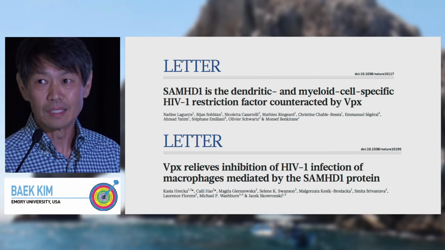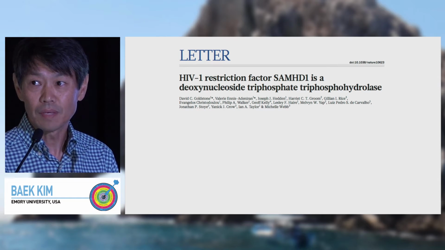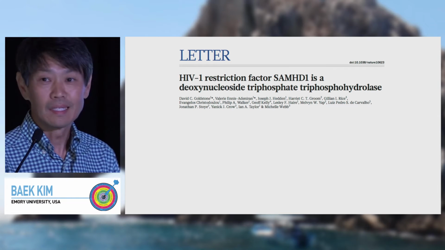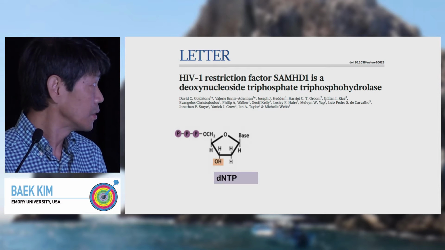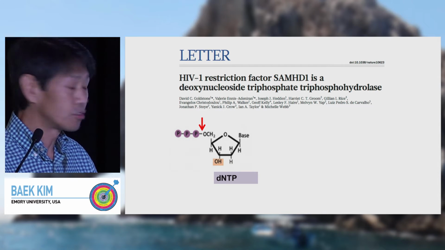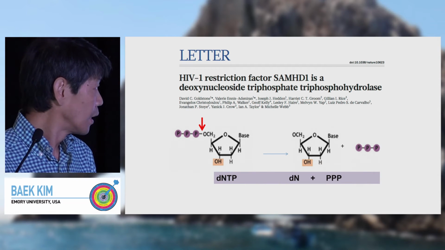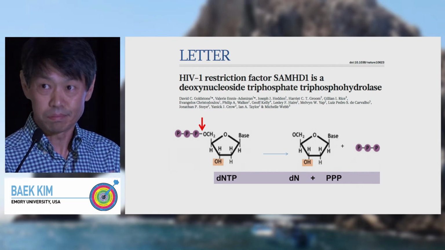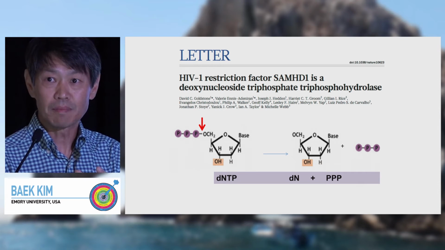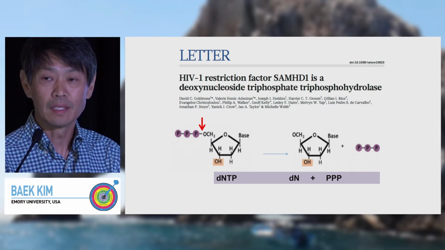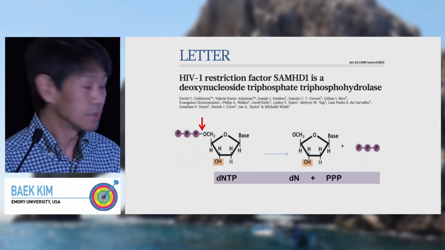But we didn't know the mechanism until a few months later, when John Stoy's group and Michelle West's group in London published that SAMHD1 is an enzyme that hydrolyzes dNTP. Basically, it cleaves off a triphosphate from dNTP, generating the nucleoside and triphosphate. After this study, we proposed that SAMHD1 is probably responsible for the very low dNTP concentration that we found in macrophages, because SAMHD1 is quite abundant in myeloid cells.